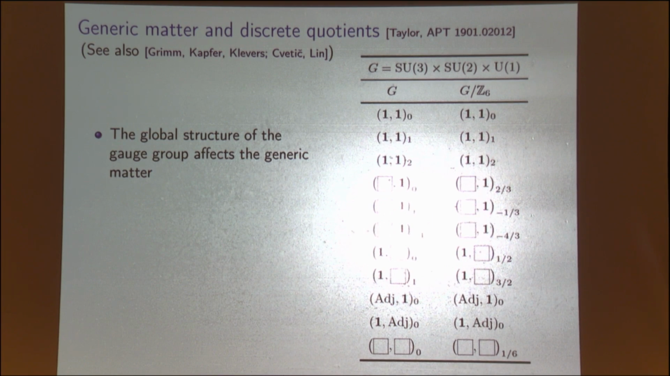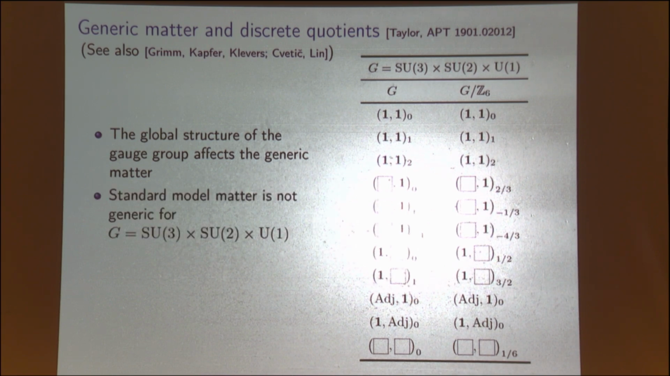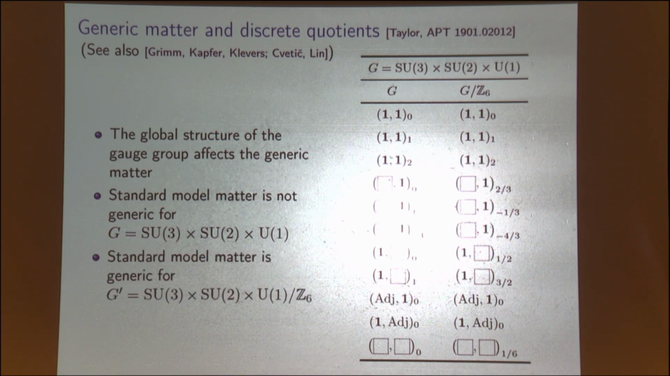So here's a table of the generic matter representations for just SU(3) times SU(2) times U(1) in the left column, and in the right column with the Z6 quotient. And if you look at this, you'll see that the standard model matter that we observe is not in the left column, but it is in the right column. So here you have your left-handed quark doublet. Here we have right-handed quarks. But if you look at the corresponding representations on the left side, the hypercharges are incorrect. So this is the reason that I'm going to be focusing on this global structure for the gauge group.